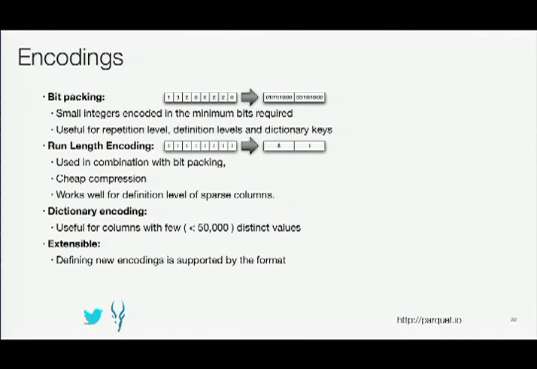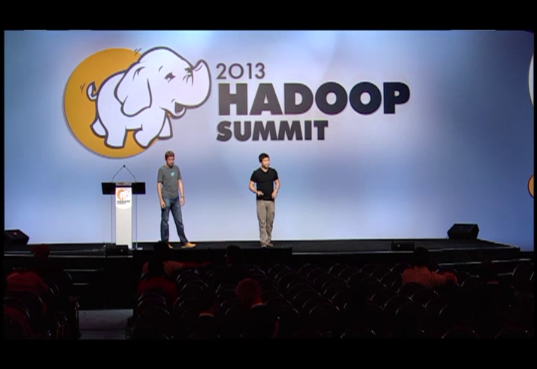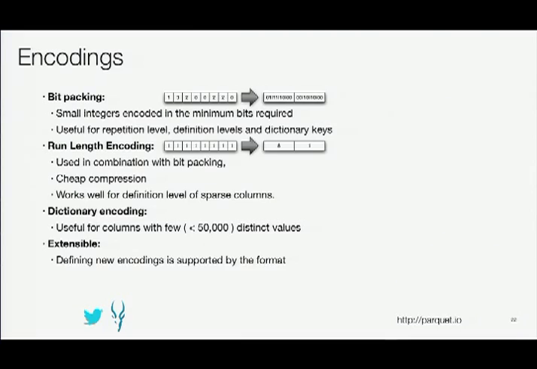And now I'll let Nong talk about the encodings. Thanks. Yeah, so Julien has been talking about the high-level structure, right? We have row groups that are split into column chunks. Each column chunk is divided into pages, and pages are the unit of processing. Each page has its own encoding, and the encoding has a huge impact on both the on-disk size as well as how quickly we can read from that page.